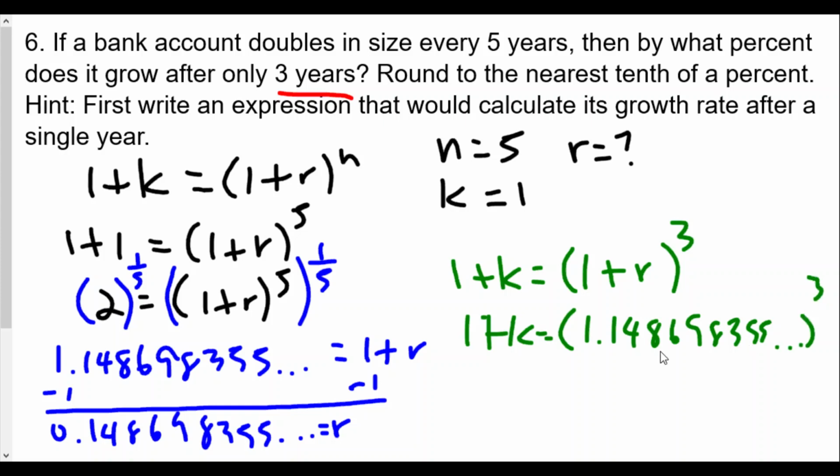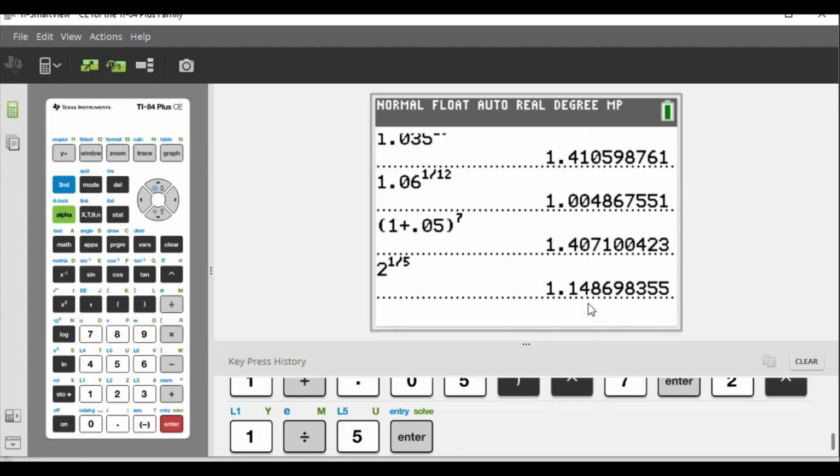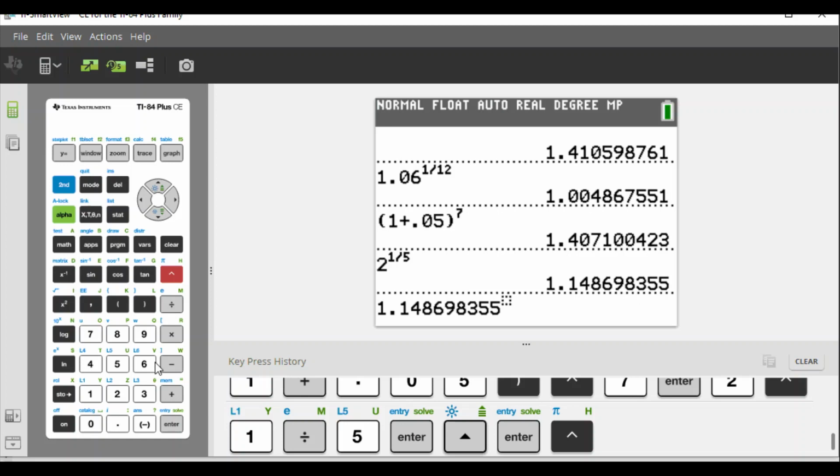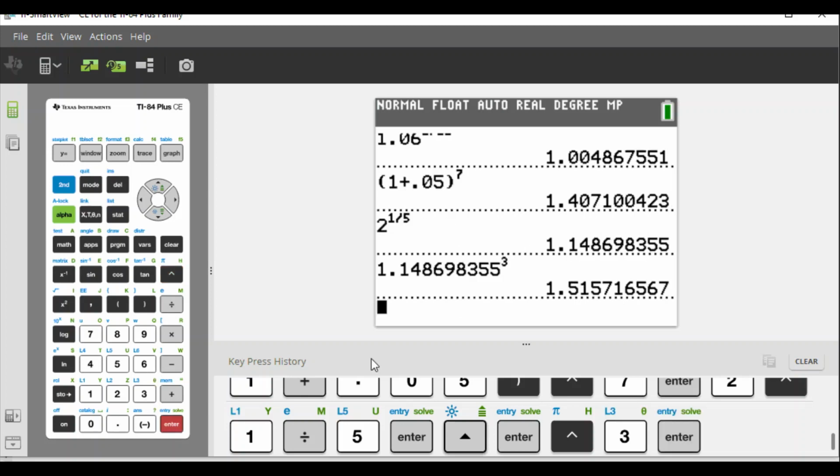And you're saying, oh, do we type it over again? No, let's go to a graphing calculator, and we see in this case we have this number here. This 1.14, so the whole thing. So we're going to take our answer, I can just highlight it, enter, and we're going to raise it to the third power. And we get this answer of 1.515716567.